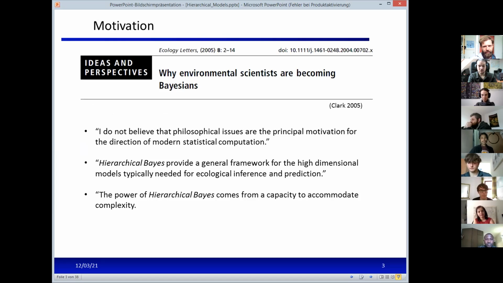My starting point for introducing this idea and appeal of hierarchical models and using Bayesian methods is this paper by Jim Clark, already now 16 years old, from 2005, but I think it's still a very good primer into the topic, with this catchy title, why environmental scientists are becoming Bayesians, where he mainly makes the point that it might not be so much the philosophical appeal of the Bayesian approach that drives this increased application of Bayesian methods in environmental sciences and ecology that we have seen over the last, say, 20 years.